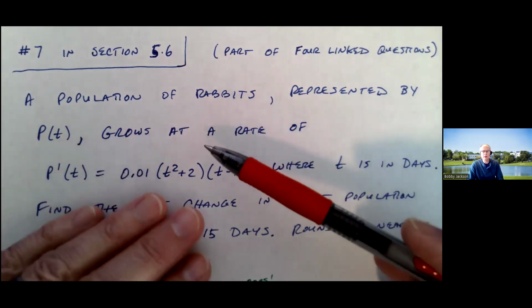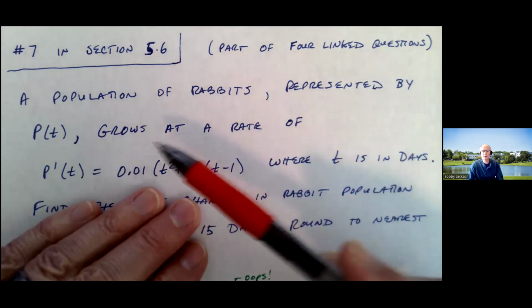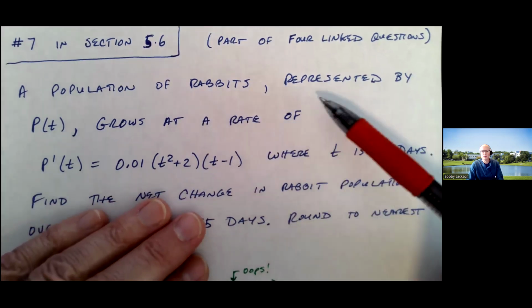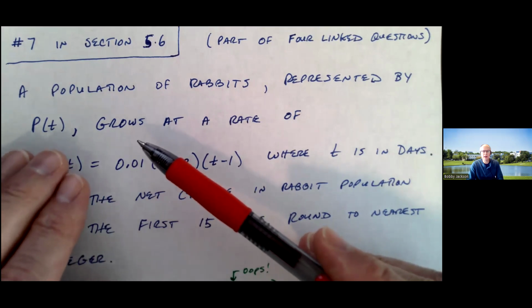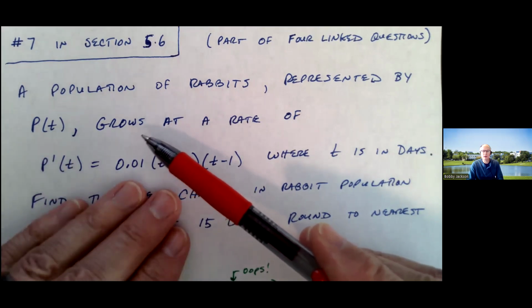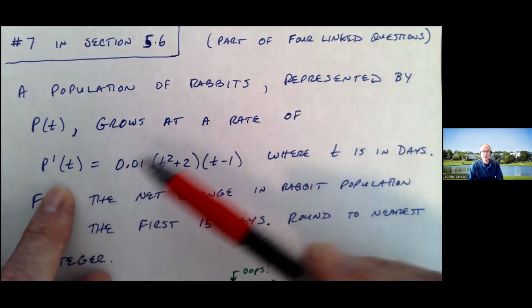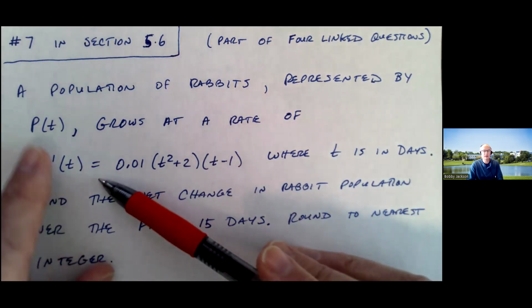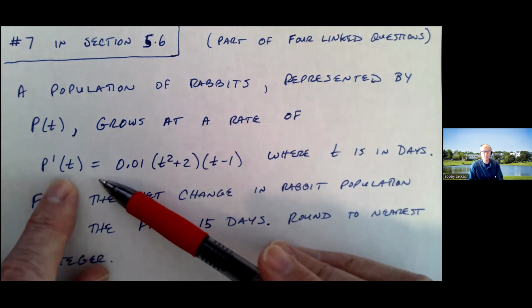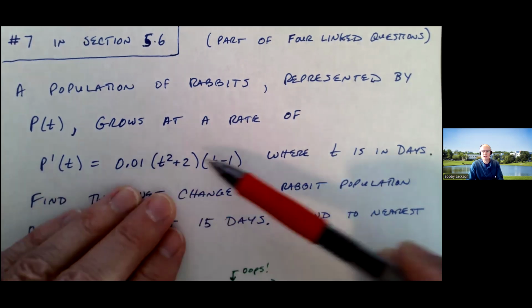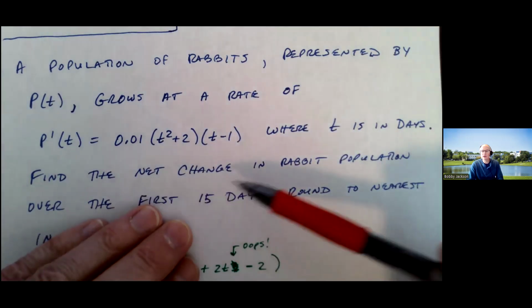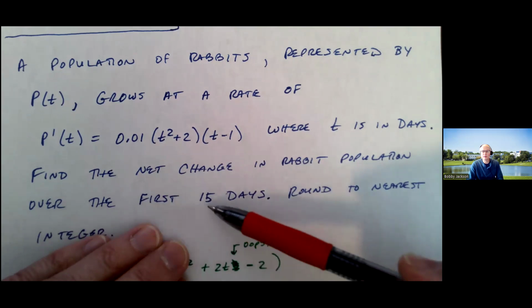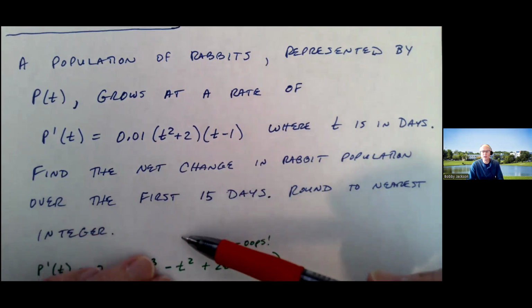Your numbers and functions might be a little bit different than this, but a population of rabbits is represented by the function p of t. So that's the population of rabbits at time t. That population grows at a rate of, okay, what's a rate? It's a derivative, right? The derivative of the population function p, the rate of change p prime, is given by this polynomial function where t is in days. So find the net change in rabbit population over the first 15 days, round to the nearest integer.